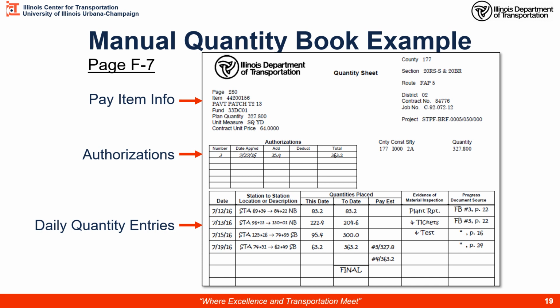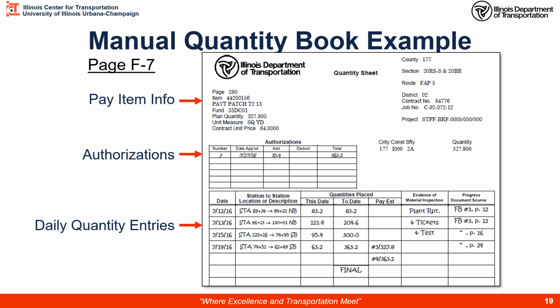Here we have a box for recording our authorizations. If we have extra work that needs performed, we get our authorizations. We can record that information so we can keep our total adjusted quantity up to date, so we know how much we can pay for at the end of this pay item.